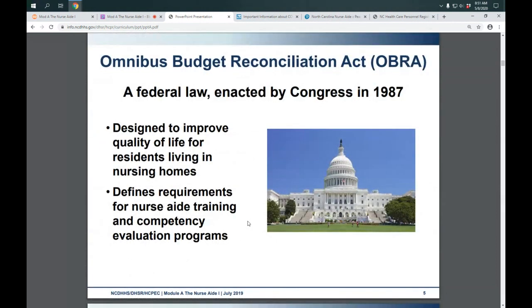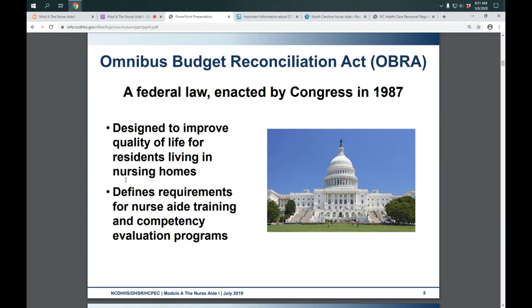The Omnibus Budget Reconciliation Act. That is a mouthful, better known as OBRA. This is a federal law that was enacted by Congress in 1987, and the whole purpose of it was safety for residents. They found that people were getting jobs in nursing homes with criminal records, some coming right out of prison. People were being abused. Their money was being taken. It was just terrible. And so Congress finally decided to put their foot down.